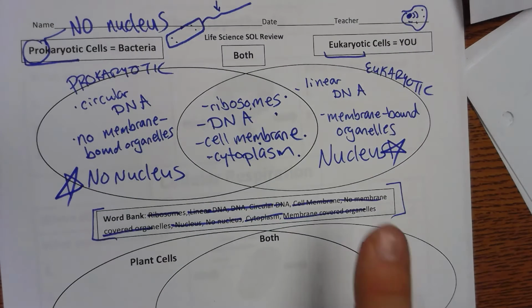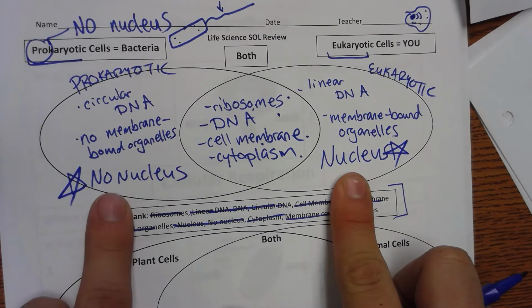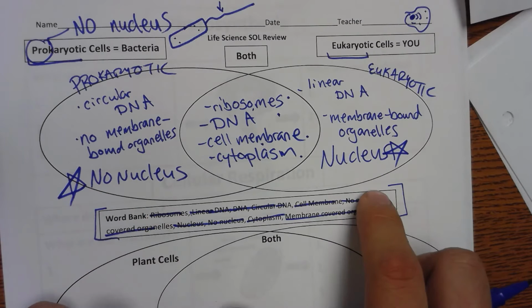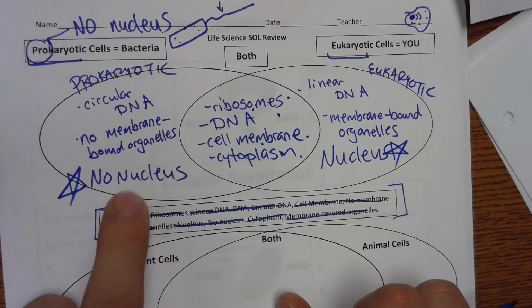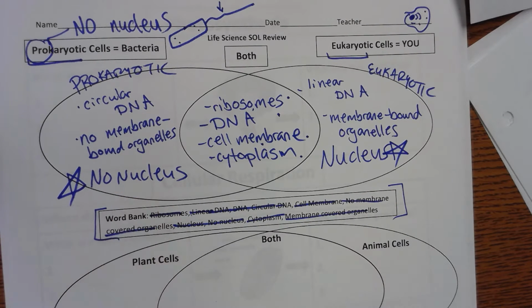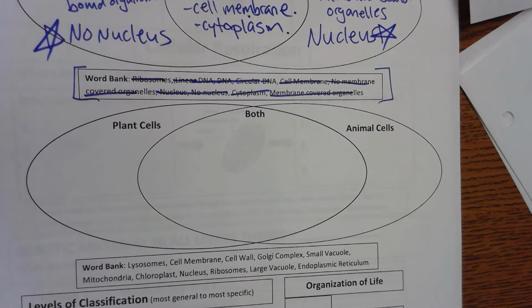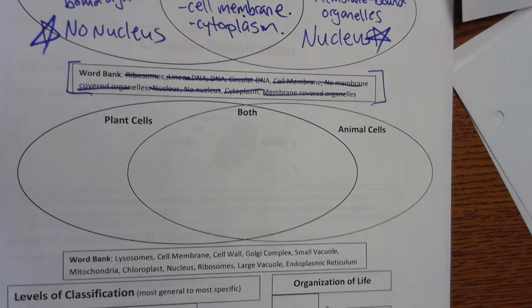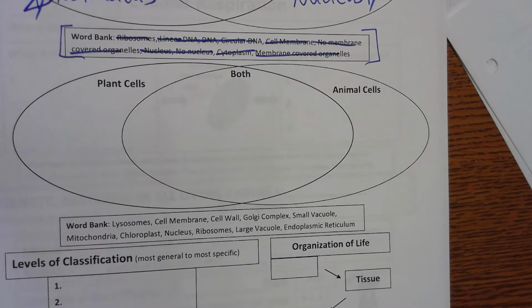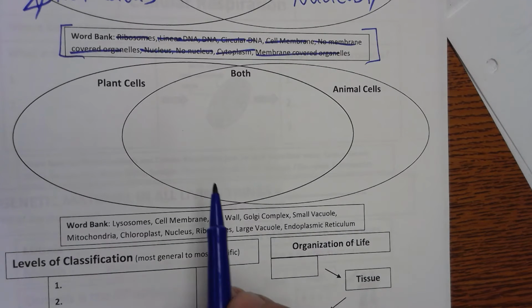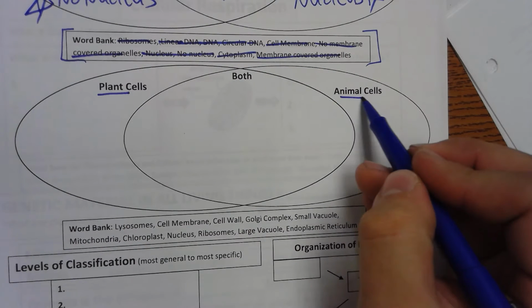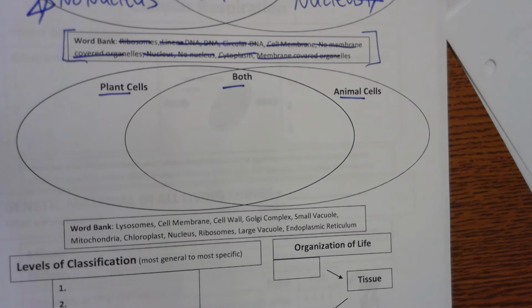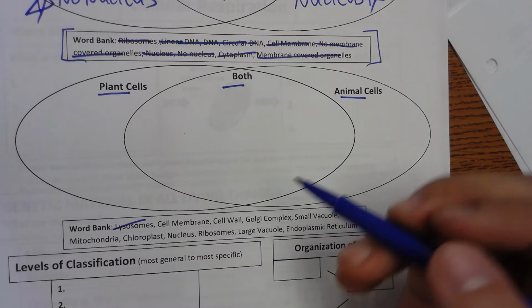Prokaryotic cells have no nucleus. Eukaryotic cells have a nucleus. Okay, this one should be easy because we just did a video. So plant cells, animal cells, or both. Okay, so they both have.